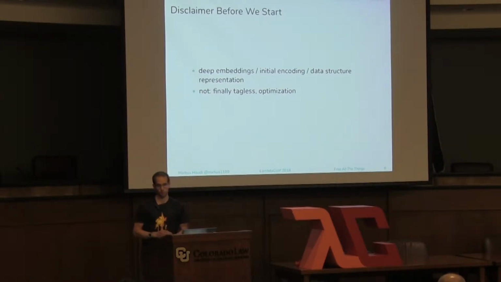Small disclaimer before we go into the first example: I will mostly be talking about deep embeddings or initial encodings, or also the data structure representation. There is another approach that is called finally tagless, which I'm not going into here, and I will also not go into too many details on how to optimize our free structure.